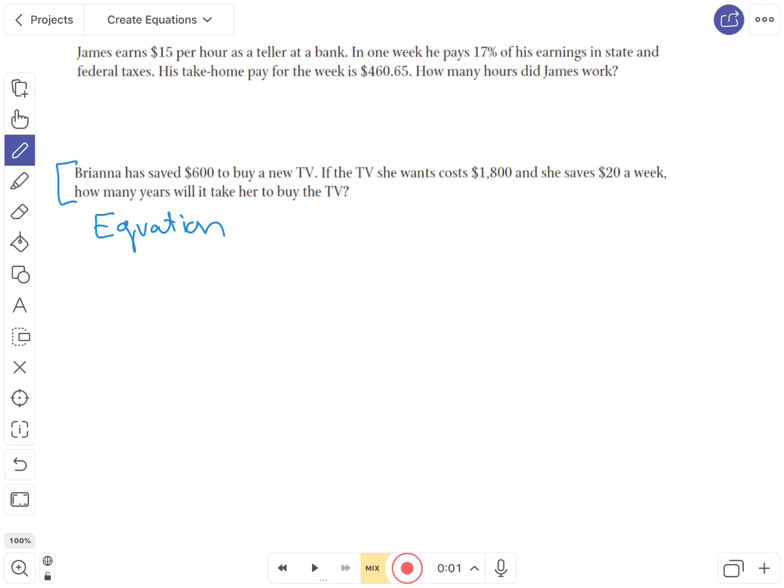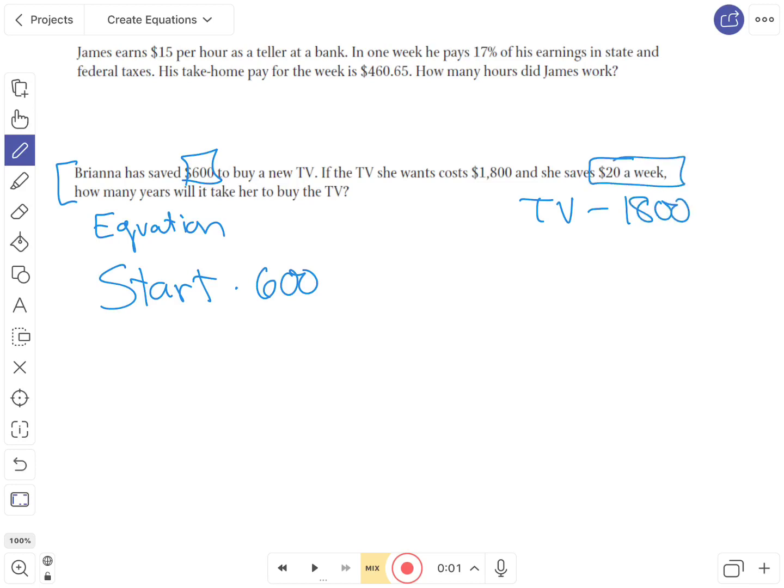All right, so you should have worked on this one on your own. Let's see how you did. So we should have noticed and realized that she already has saved $600. So there's our start. Okay. That the TV costs $1,800. That's our goal. And 20 a week is our growth.